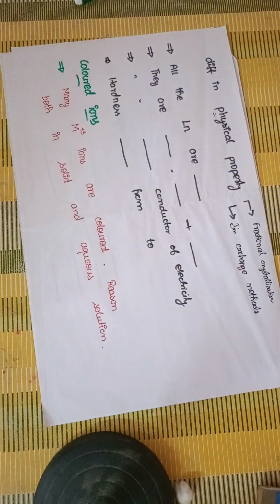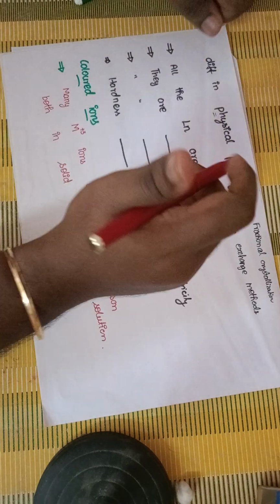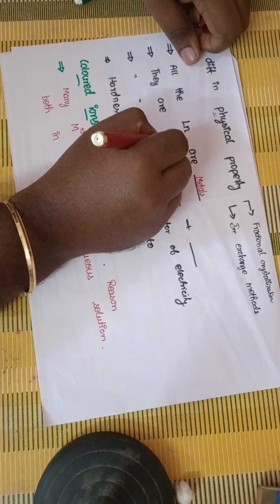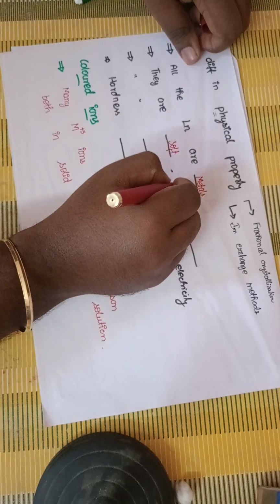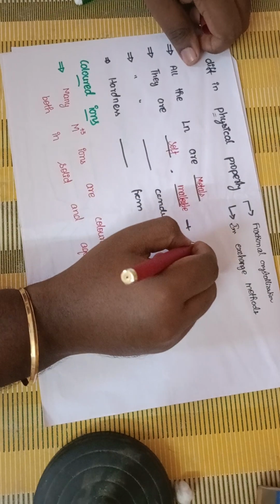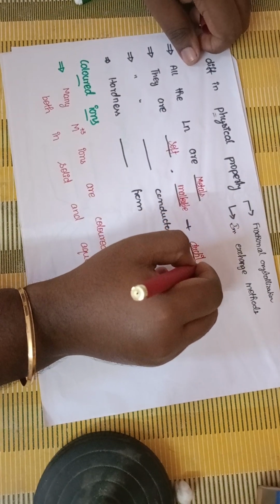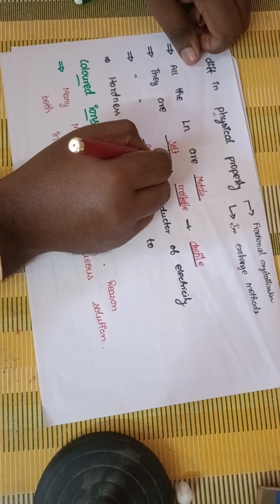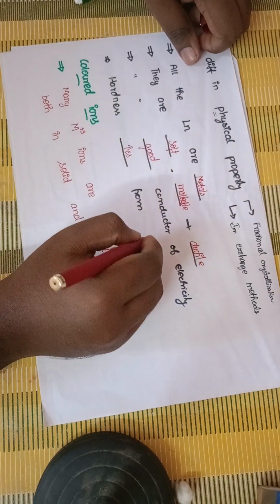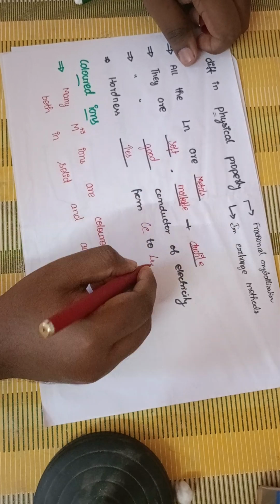And these are all characteristics of lanthanides. All the lanthanides are metals. They are soft, malleable, and ductile. They are good conductors of electricity. Hardness increases from cerium to lutetium.